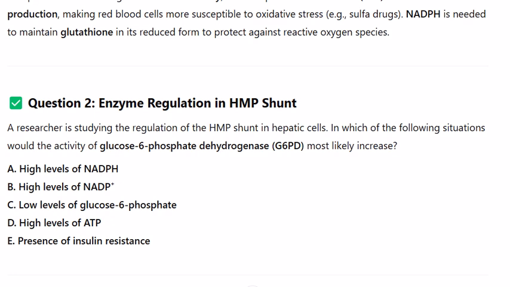A. High levels of NADPH. B. High levels of NADP. C. Low levels of glucose 6-phosphate. D. High levels of ATP. E. Presence of insulin resistance.